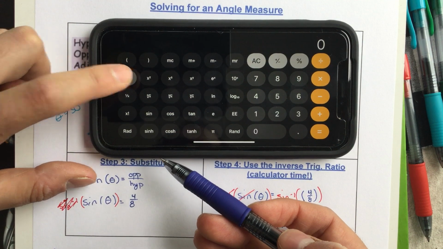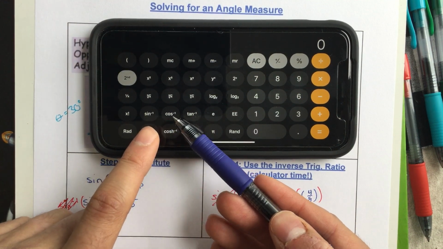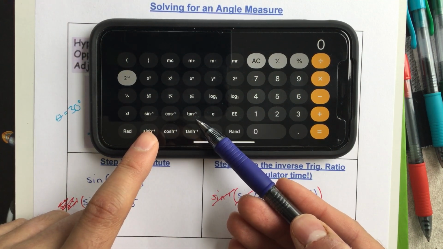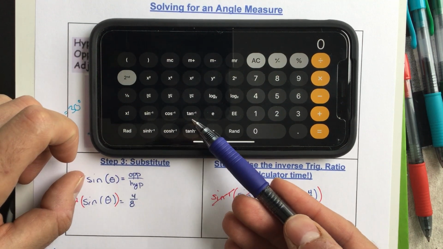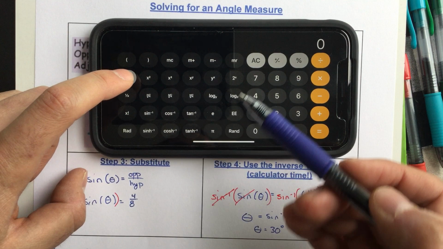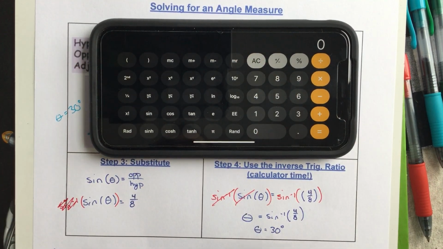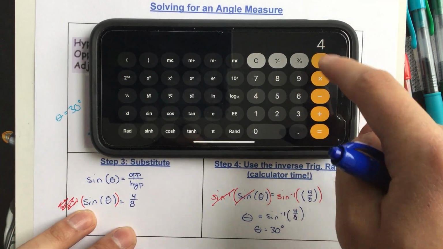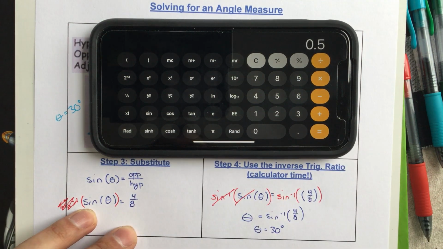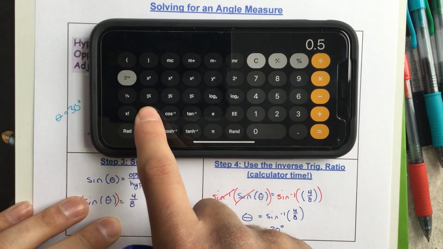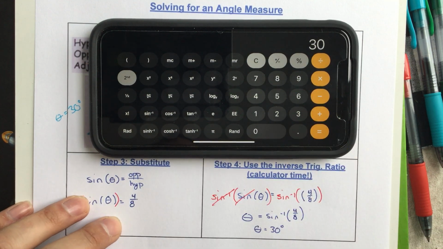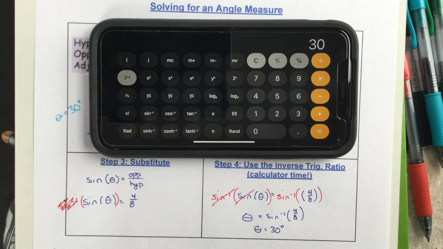So if I hit the second key here, you can see that the inverse sine, inverse cosine, and inverse tangent came up here. So there they are, sine, cosine, tangent, and there are the inverses. So what I'm going to do is 4 divided by 8, hit equals, and then I'm going to hit second, and then the inverse sine, and it comes up with 30 degrees.